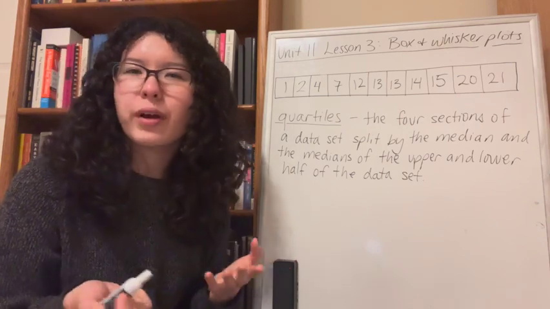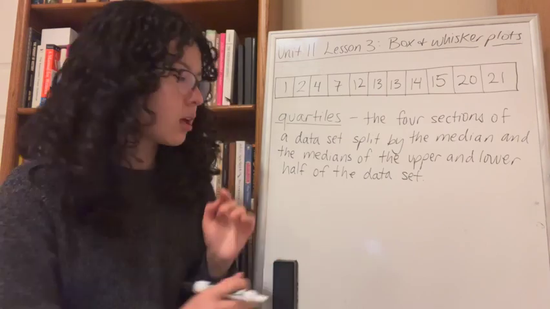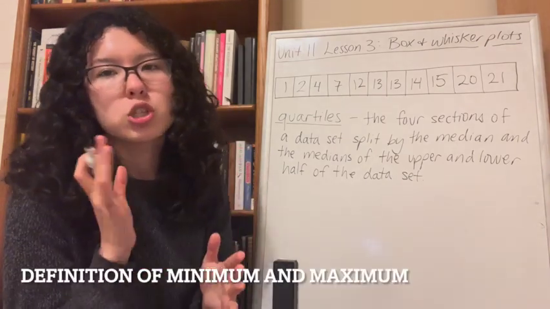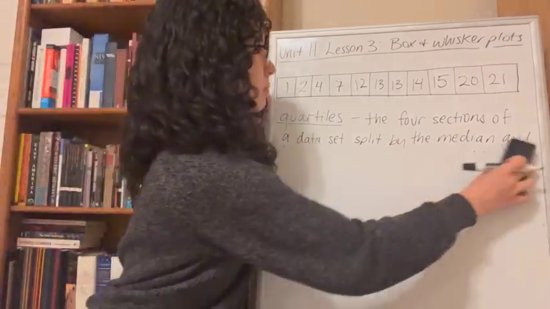Now, I don't really know if I have to define minimum and maximum for you, but it's good to just have it down. The minimum and maximum are just the lowest and highest values in a data set.